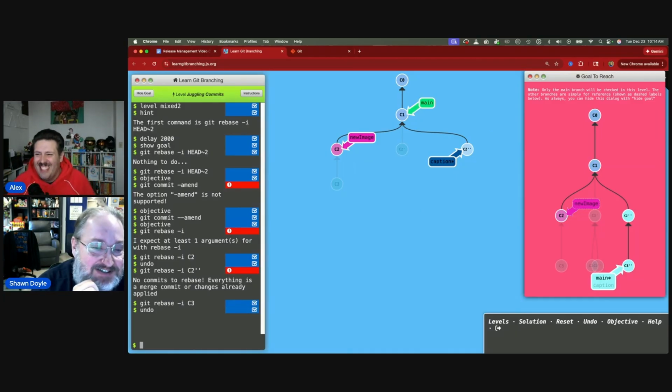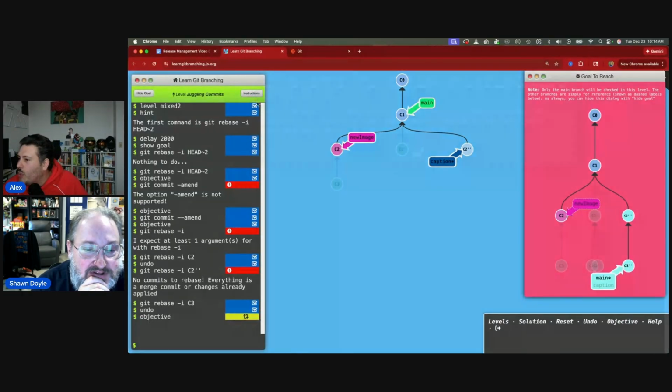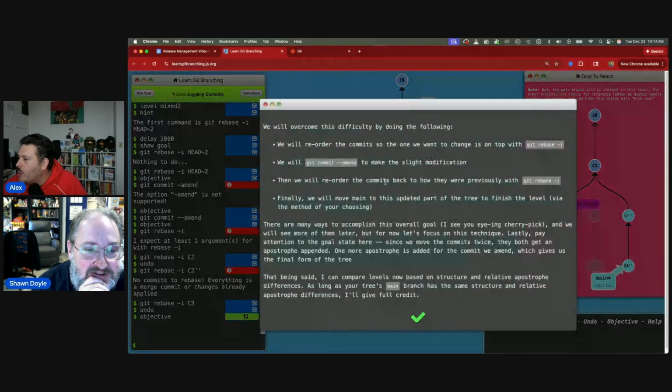Yeah. So first, what branch are we on right now? Are we on main? Or we're on caption right now. Caption's the branch I'm on. Okay. I think you want to be on... We will then reorder the commits back to how they were previously with git rebase. Yeah.